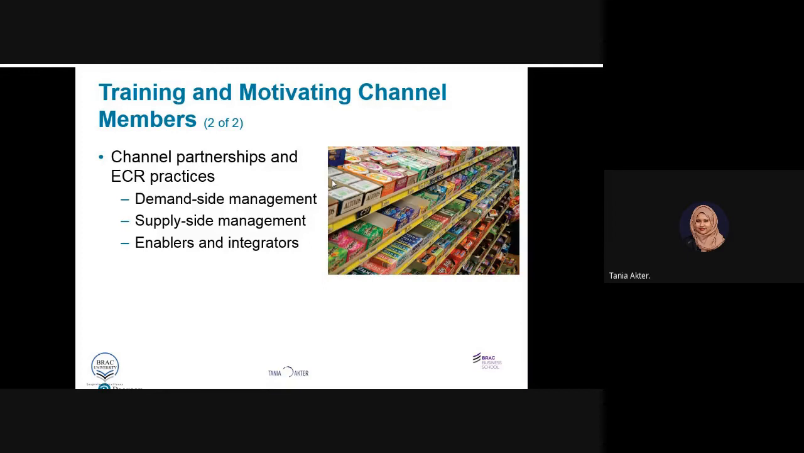In supply side management or collaborative practices, the focus is on optimizing supply with joint logistics and supply chain activities. But in enablers and integrators, it is about collaborative information technology and process improvement tools to support joint activities that reduce operational problems and allow greater standardization.